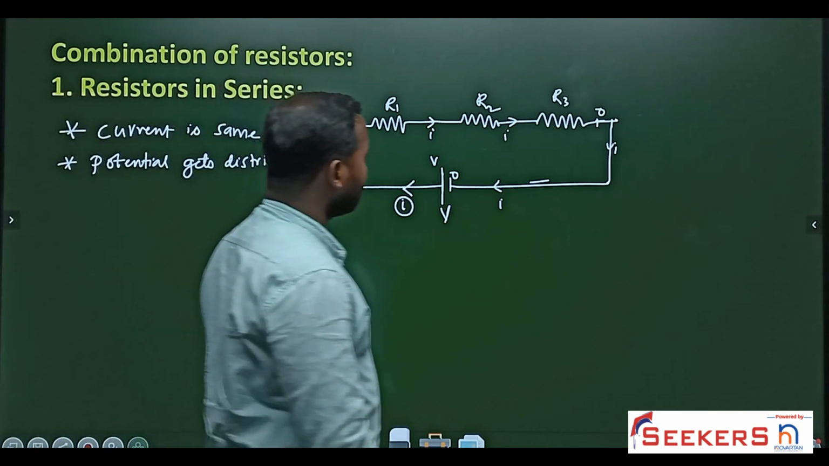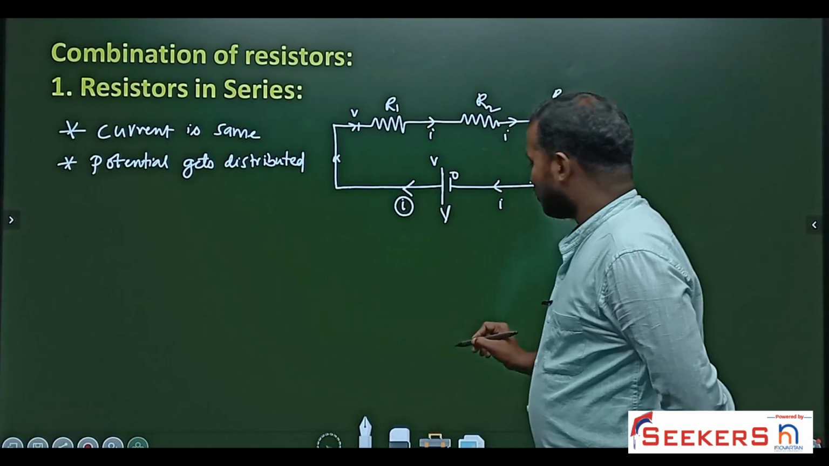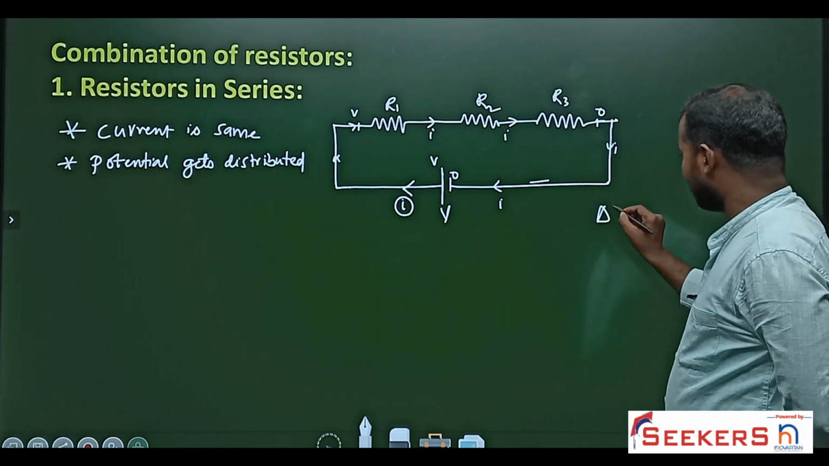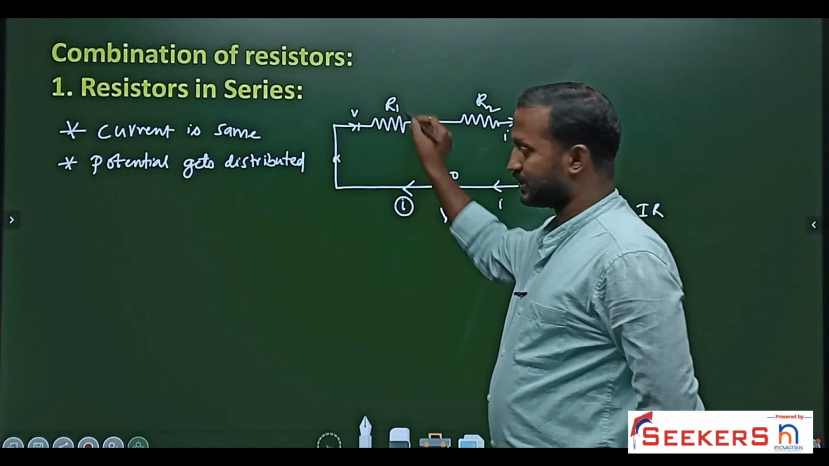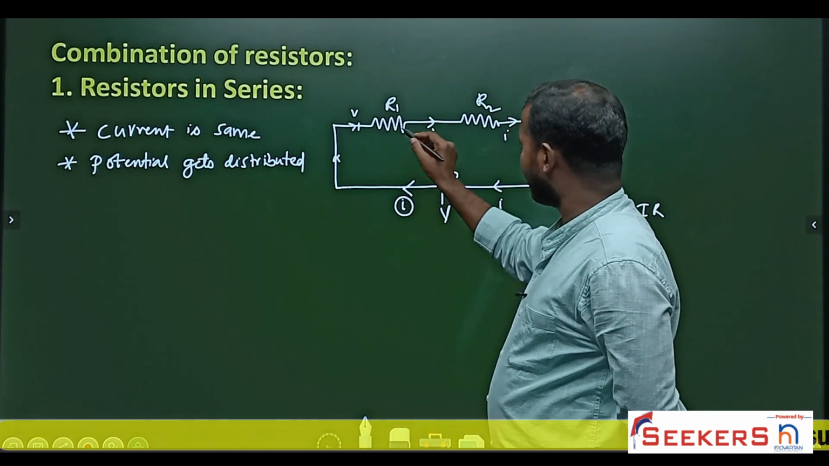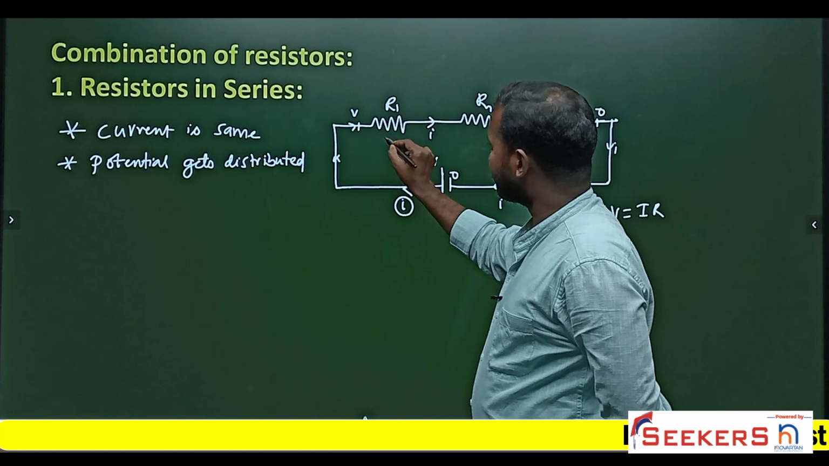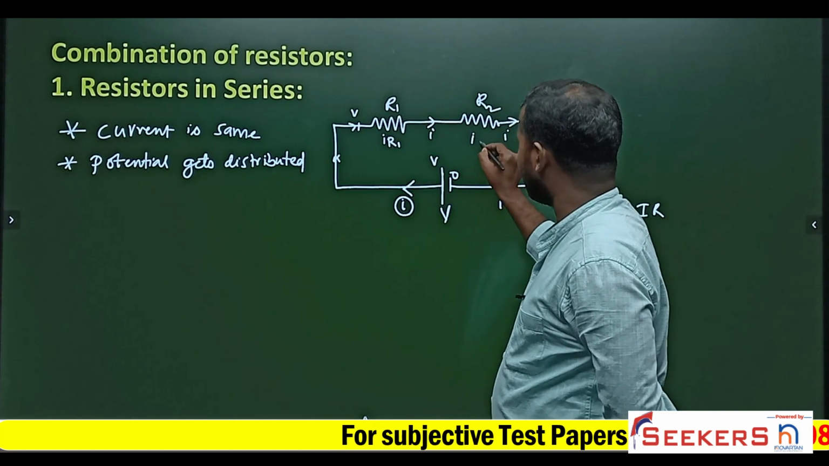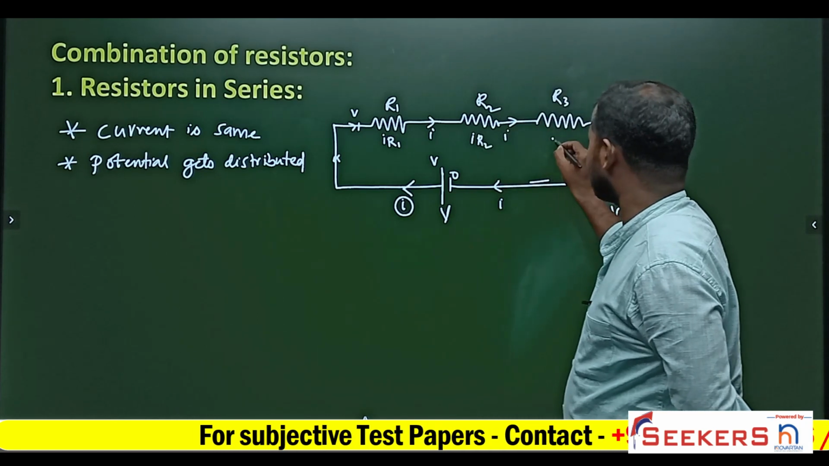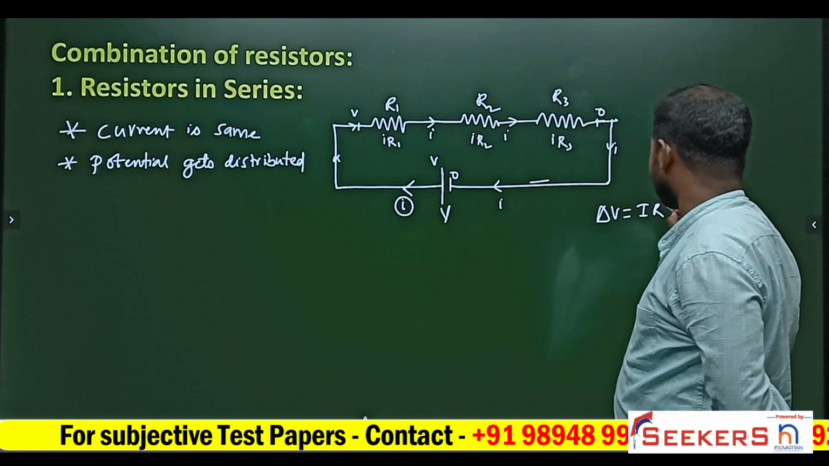Now from Ohm's law, delta V is equal to IR. So how much is the potential drop here? The current is I through this resistor, so the potential drop is going to be IR1 here. The potential drop here is going to be IR2. The potential drop here is IR3, with this logic.